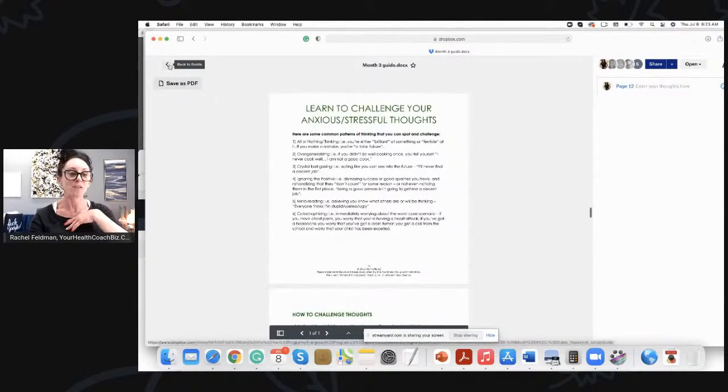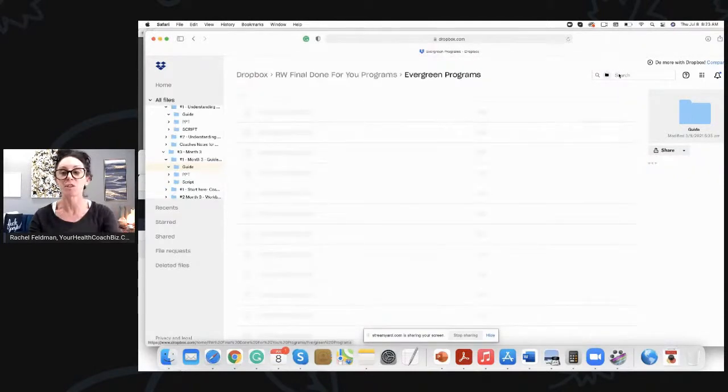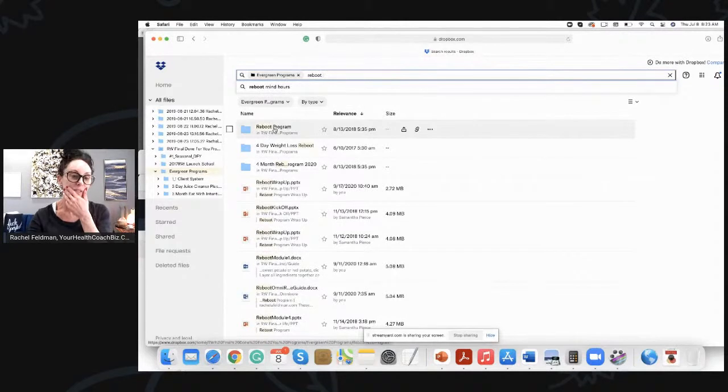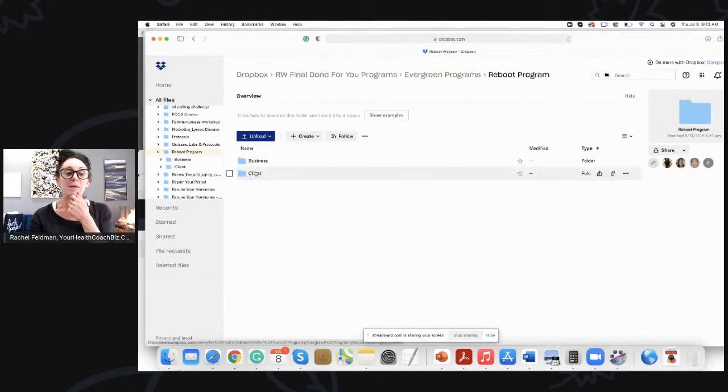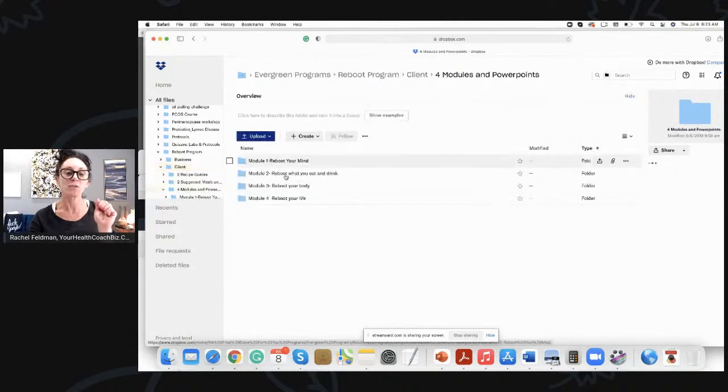Is everyone getting that? Drop a 1 if we're getting that, and tell me if you're not. I'm going to show you the same thing with Reboot, which is the other program that she's looking at. Same thing. Here are 4 steps. So I'm going to look at the modules: reboot your mind, reboot what you eat and drink, reboot your body, reboot your life. So you could have this as the 4R method or the 4R process.